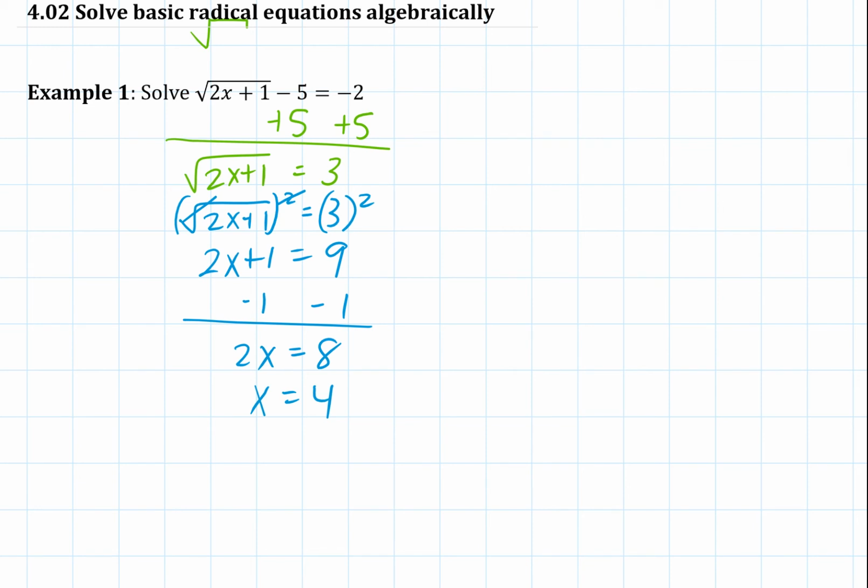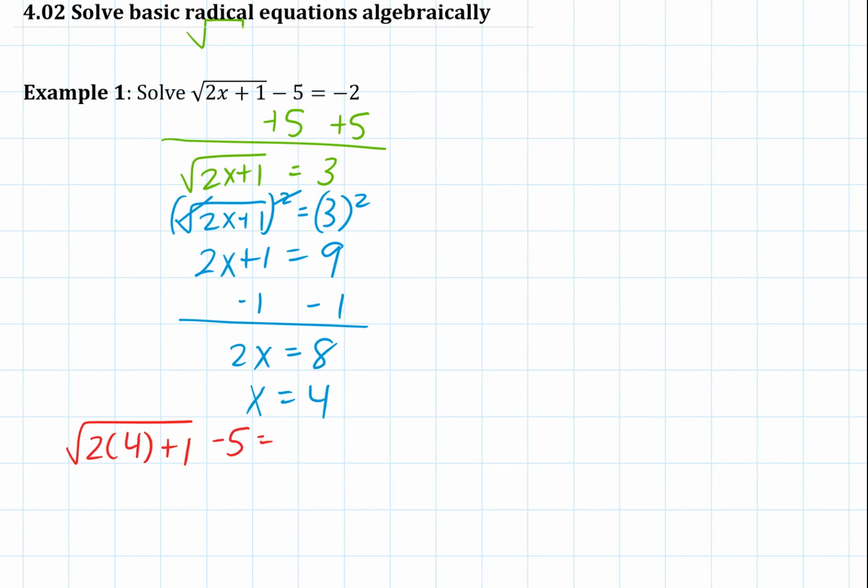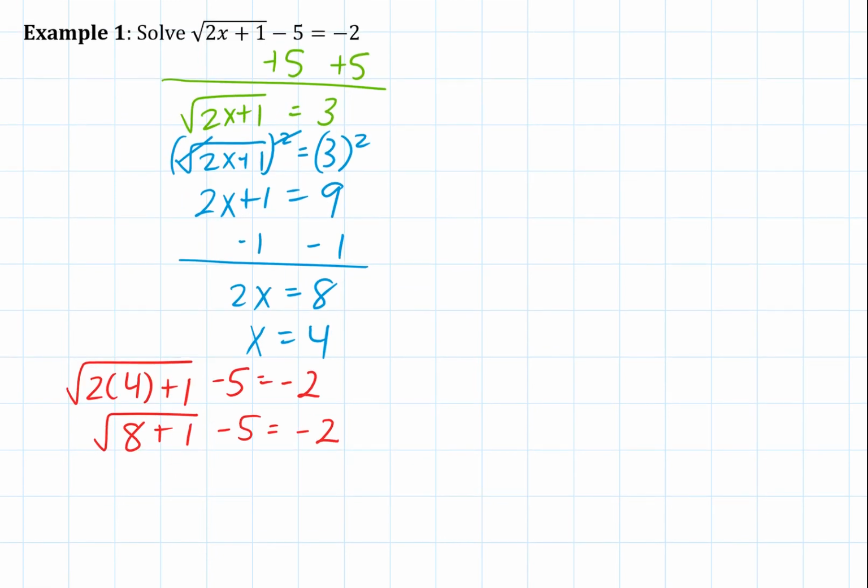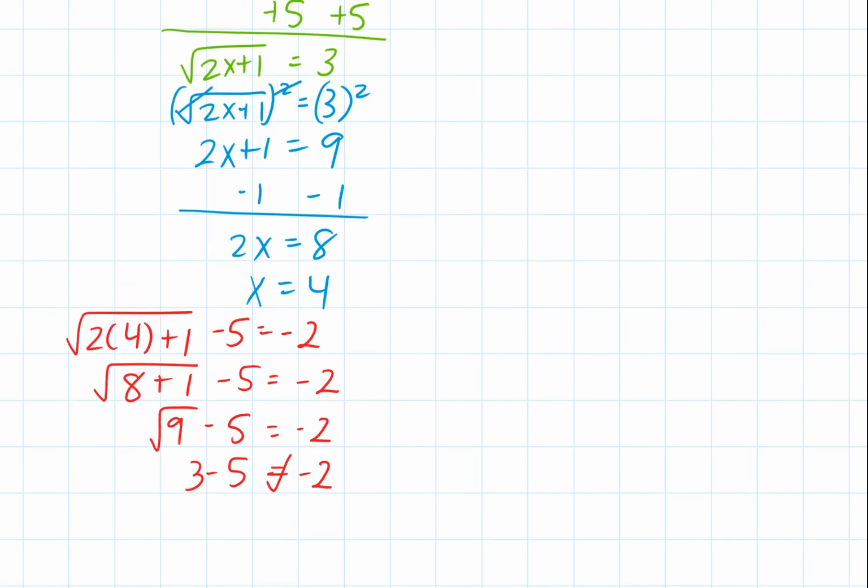Let's double check to make sure this worked. If the solution is the x value that satisfies the equation or makes the equation true, we should end up with some sort of true statement when we substitute that x value back into the original equation. And indeed, we see that 3 minus 5 is equal to -2, so our answer is x equals 4.